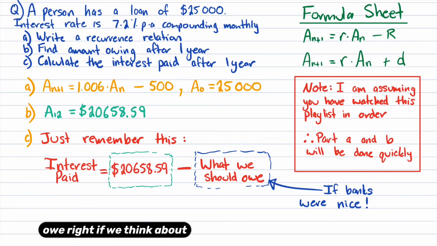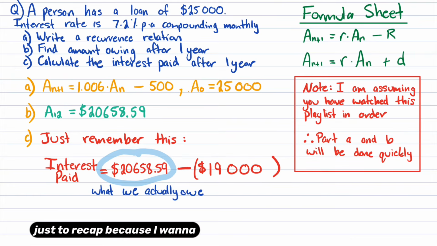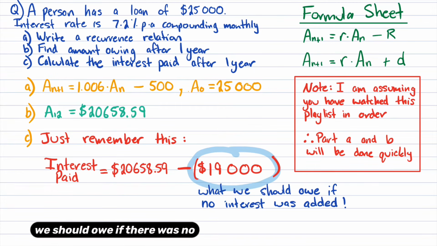Now what we should owe, right, if we think about it, we've made 12 payments of $500. So if we weren't being charged any interest, what we should owe is just going to be 25,000 minus 12 times 500, which is 19,000. So just to recap, because I want to make this super clear, this value here is what we actually still owe. This value is what we should owe if there was no interest being added.